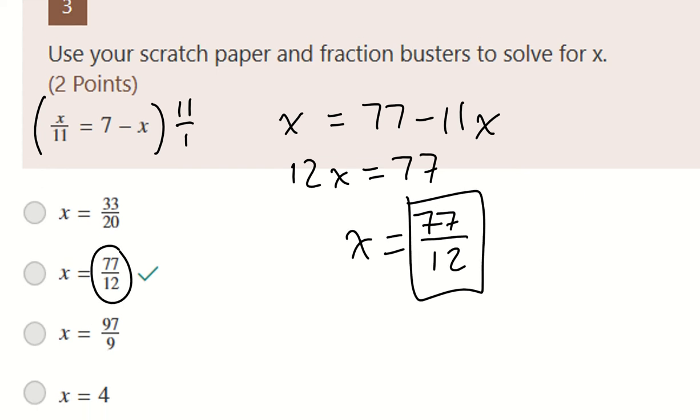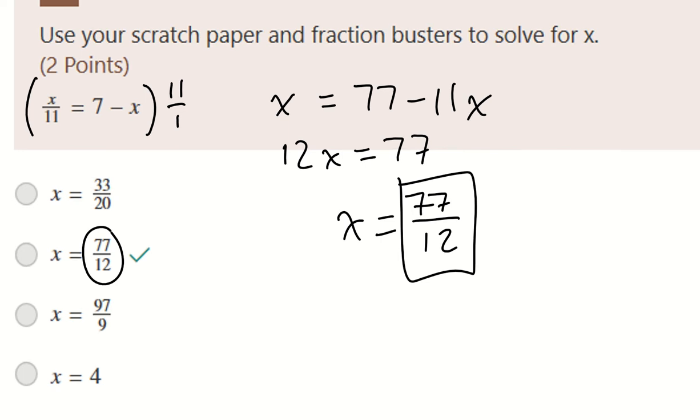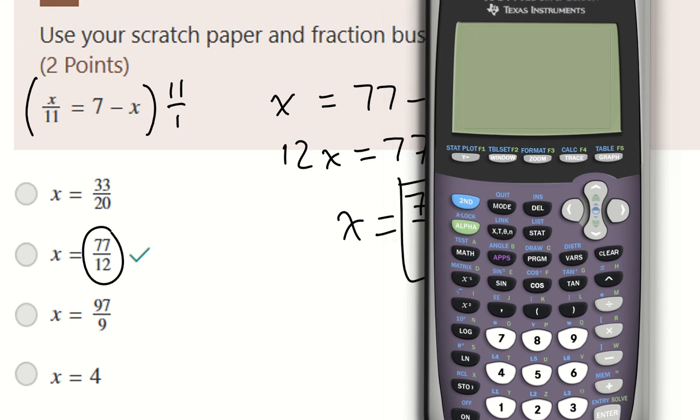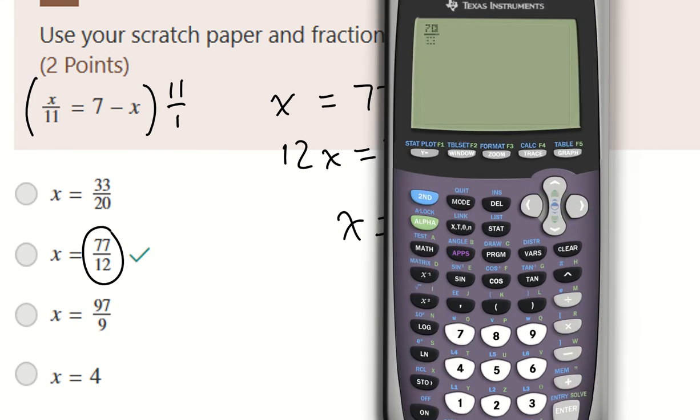One cautionary tale is just because the answer that we get shows up doesn't mean it's automatically correct, right? It could be a good distractor. So it's often nice to just go ahead and build that fraction. So if I was to hit alpha and I could look at this fraction template, and I've got the 77 over 12. Oh, it's right there, 77 over 12.